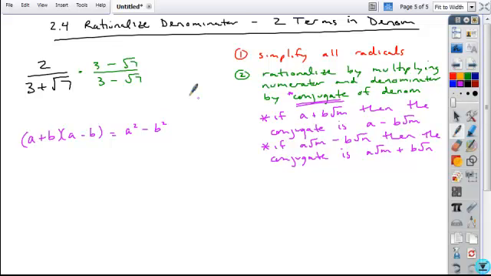Okay, so this process, when we actually go through and we rationalize this and multiply across the top, we get 2 times 3 minus root 7 all over. And again, if we follow this process, it's always just going to equal the difference of the squares of the terms in the denominator. So we get 3 squared minus root 7 squared. And that's always going to be true. And so our final step in this then would be to simplify the resulting expression.